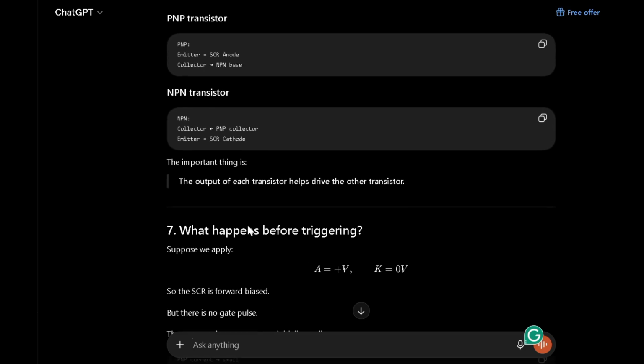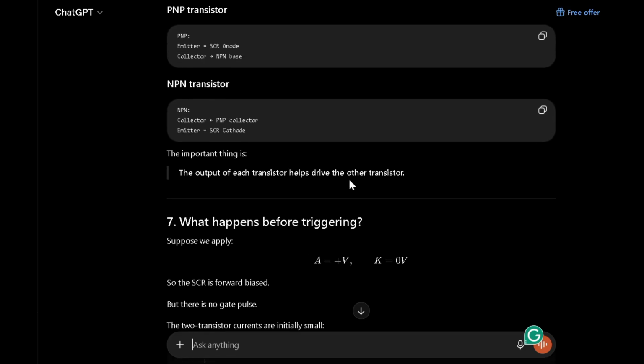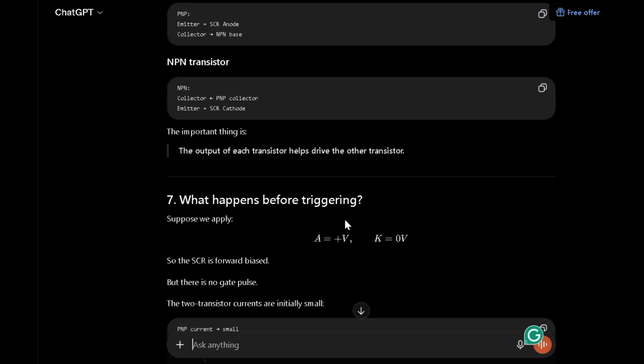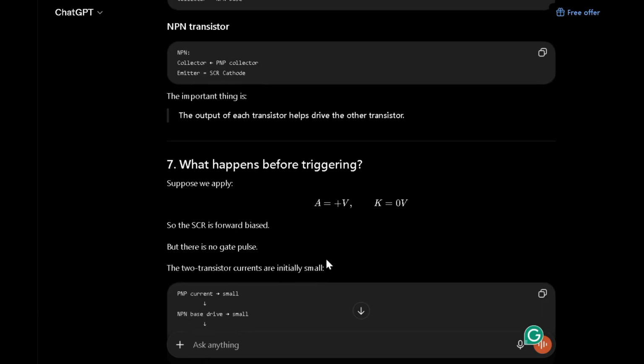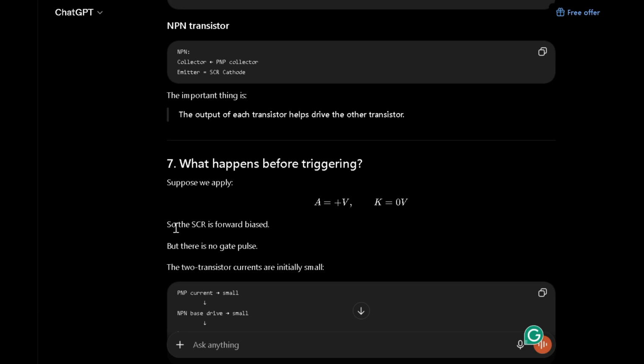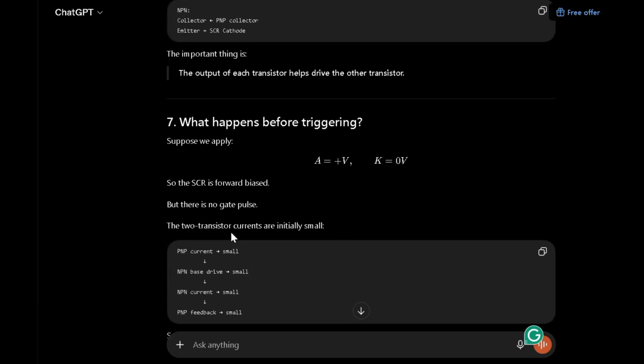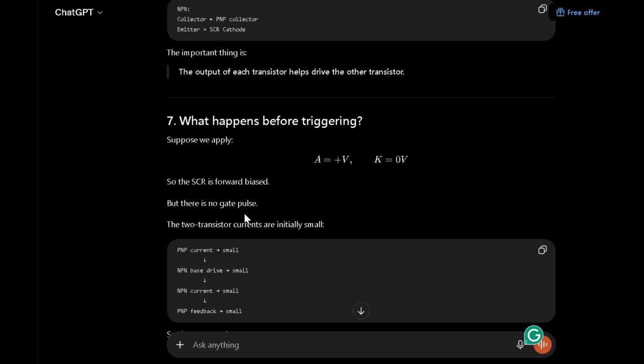So what happens before triggering? Suppose we apply anode equals plus 1, cathode equals 0. The SCR is forward biased, but there is no gate signal yet. The two transistor currents are initially small. PNP current is small, NPN base drive is small, NPN current is small, PNP feedback is small. So the SCR remains off.